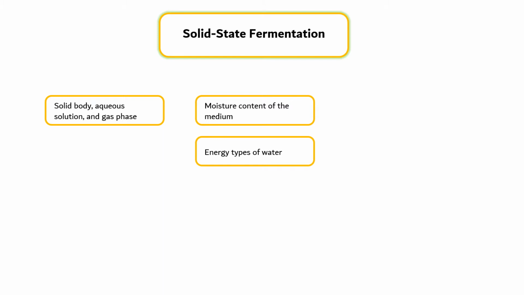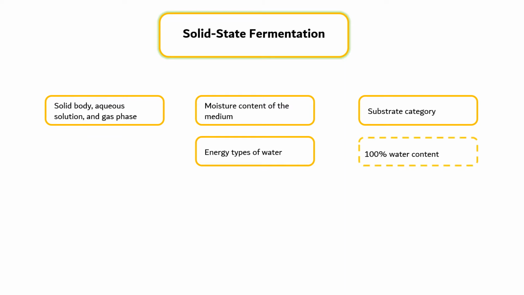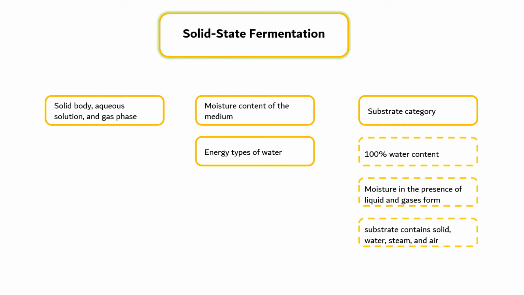When studying heat and mass transfer in the matrix, the substrate is divided into three categories based on the amount of moisture in the substrate. First, water content is 100%, for example, the pore space is filled with liquid water. Second, moisture in the presence of liquid and gases formed in the non-saturated matrix. Third, only moisture vapor appears in the pore space of the dry saturated matrix. In most cases, the substrate is an unsaturated multi-phase system containing solid particles, water, steam, and air.